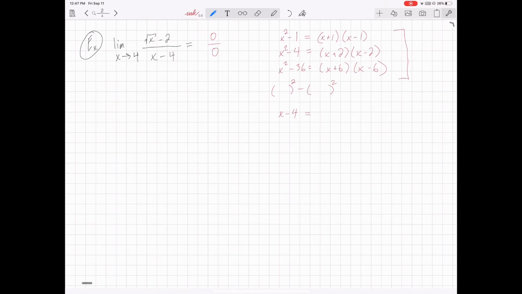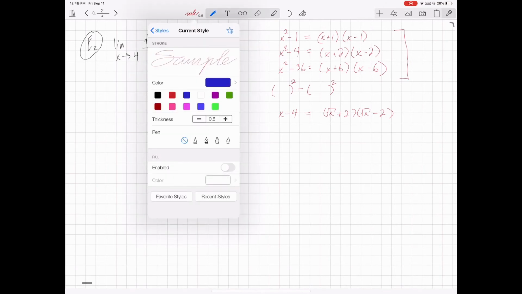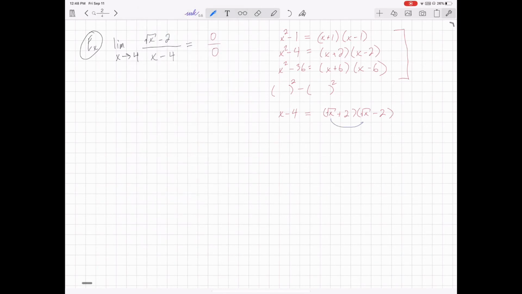Okay, so based on the 3 examples we did above, the x squared minus 1, x squared minus 4, and so on, this can be factored as root x times root x, and then plus 2 and minus 2. And if you multiply this out, which if you can't see this exactly, you should multiply it out because you'll see that it's just like the ones above where the middle term cancels.